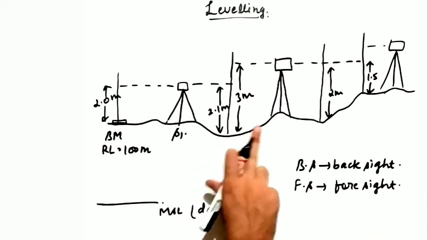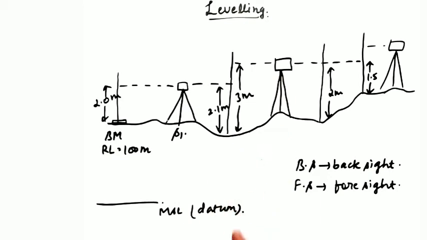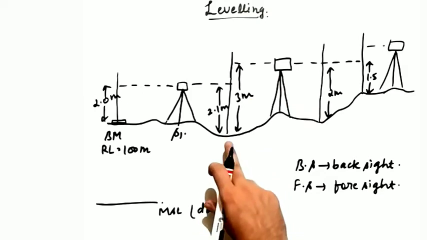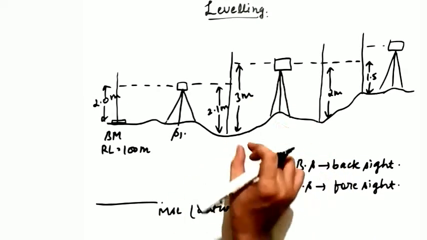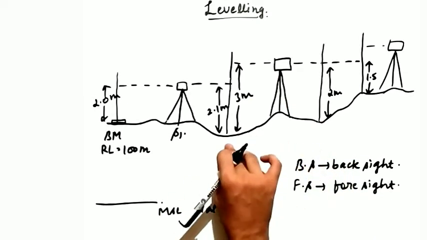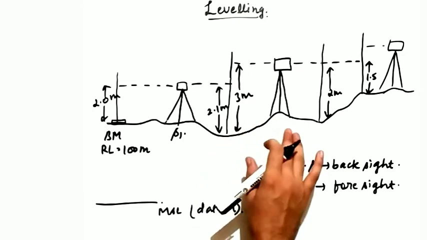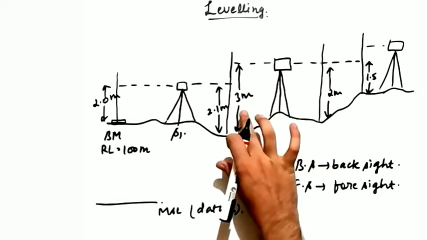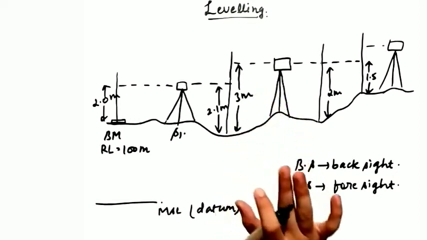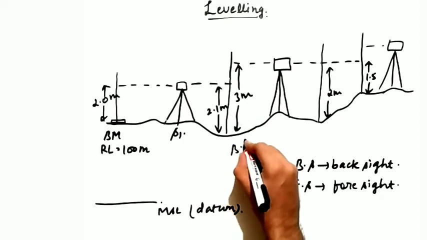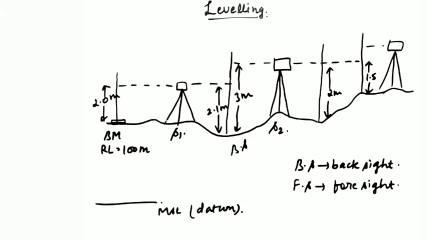Now after this reading, I changed my station. This is a procedure in leveling, that you will have to take the reading at that particular point at which you changed your station. You changed your station after this reading. So you will have to take the reading of this particular point again by changing the station. I took the reading of this and it is coming out to be 3 meters. Now this 3 meters is again a backsight for this new station S2.